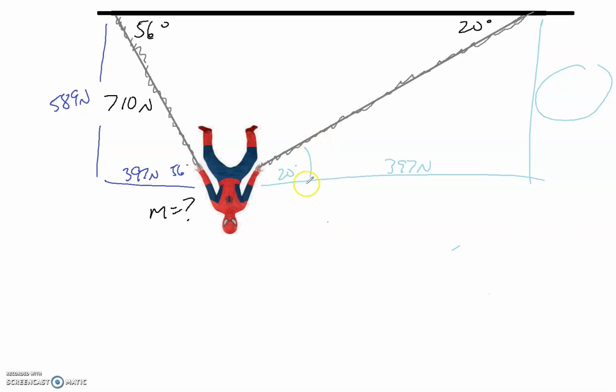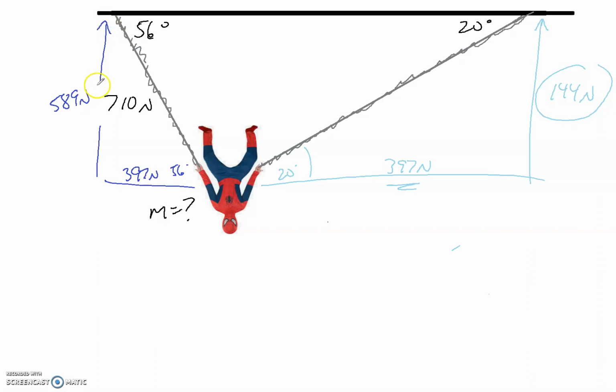So if I just use the tan of 20 degrees, opposite is what I'm looking for, adjacent would be the 397. And obviously smaller angle, smaller vertical, we will get a vertical component here of about 144 newtons. So on this side, I've got 144 pulling up. On the other side, I've got 589 pulling up.